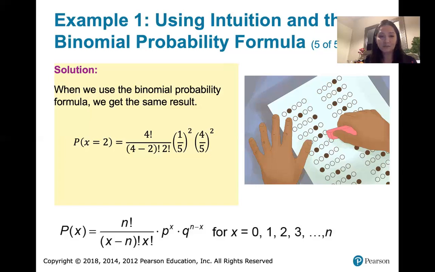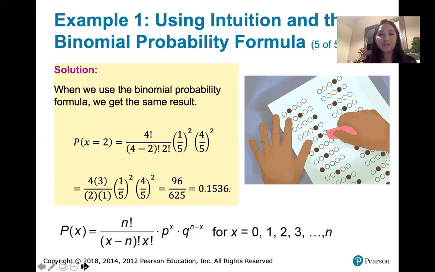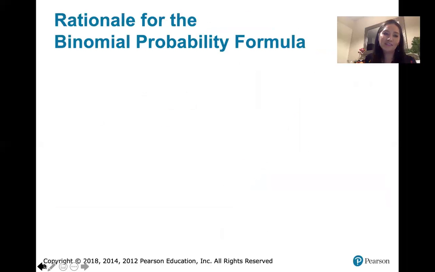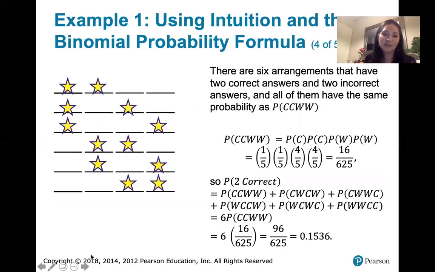because you're adding all of those probabilities from the different arrangements together. Now, if we simplify this, 4 factorial over 2 factorial is 4 times 3. So that 2 factorial is gone. Now, this 2 factorial is this 2 times 1. So 4 times 3 is 12. 12 divided by 2 is 6. That's those 6 arrangements that I promised you.